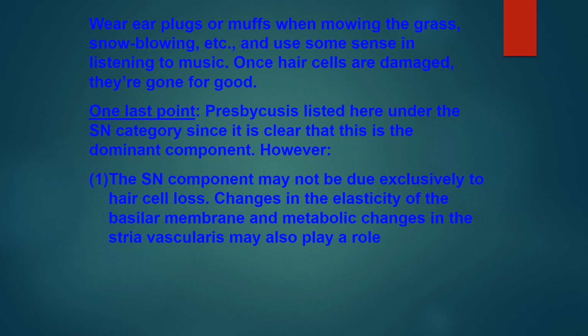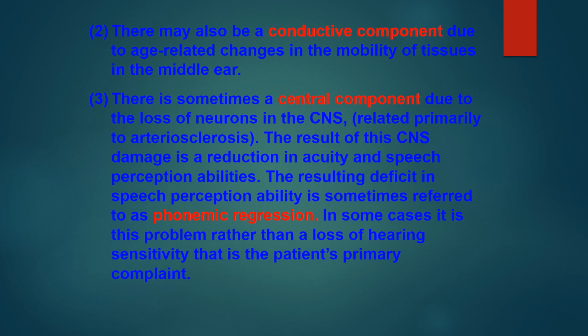One last point: presbycusis is listed here under the sensory-neural category since it is clear that this is a dominant component. The sensory-neural component may not be due exclusively to hair cell loss; changes in the elasticity of the basilar membrane and metabolic changes in the stria vascularis may also play a role. There may also be a conductive component due to age-related changes in the mobility of the tissues in the middle ear. There is sometimes a central component due to the loss of neurons in the central nervous system, related primarily to arteriosclerosis. The result of this CNS damage is a reduction in acuity and speech perception abilities. The resulting deficit in speech perception is sometimes referred to as phonemic regression, and in some cases this, rather than loss of hearing sensitivity, is the patient's primary complaint.